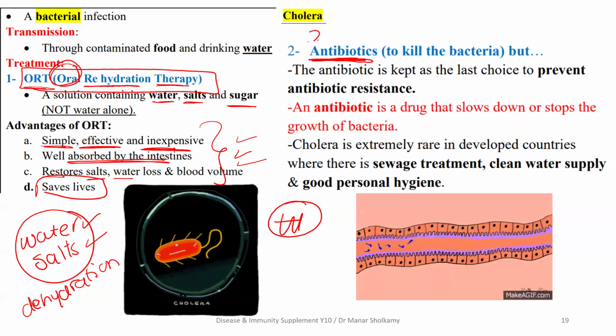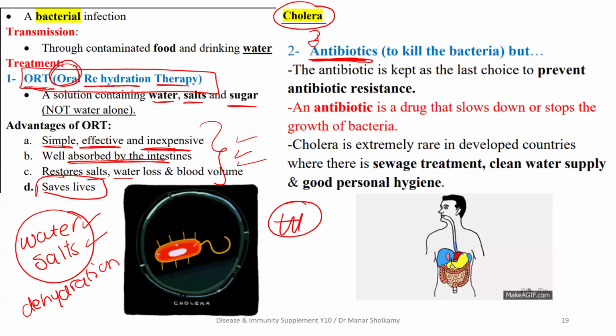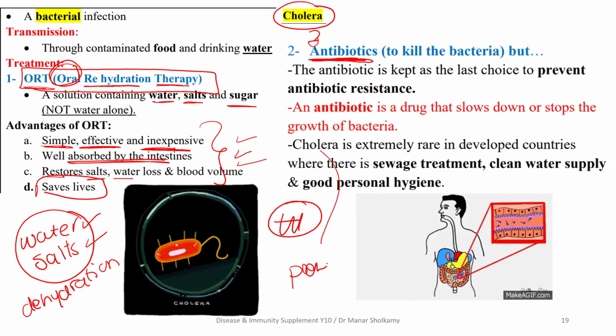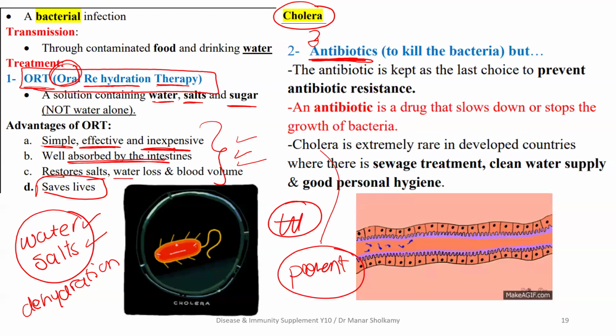Antibiotics, of course, why can we use antibiotics in cholera? Because cholera is caused by a bacteria, and antibiotics kill bacteria. Actually, that's the only thing it kills. Now, we don't want cholera in the first place. We want to prevent cholera. Then what do we do? This can be another question.